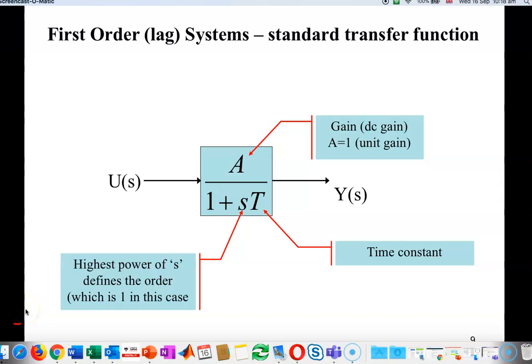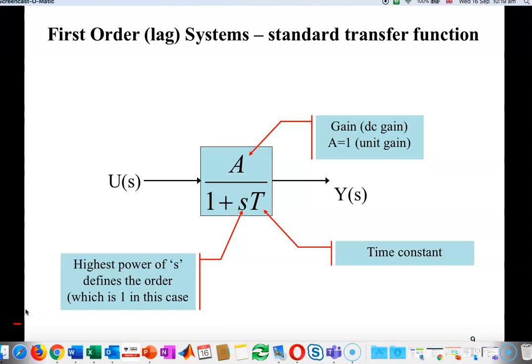So we use transfer functions to represent the dynamics or characteristics of a system in the frequency domain, whether it's a first order system like what you see here, or a second order system, or indeed any high order systems. The only thing that you need to know is that for any high order systems, we can consider them as a combination of a number of first order and second order systems.